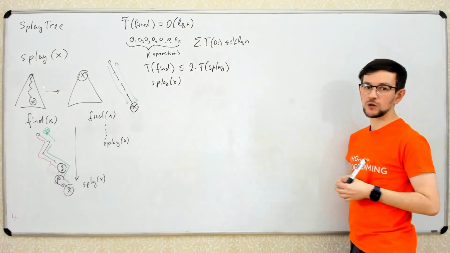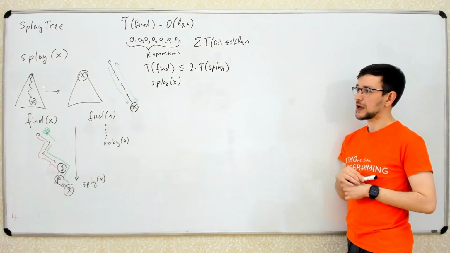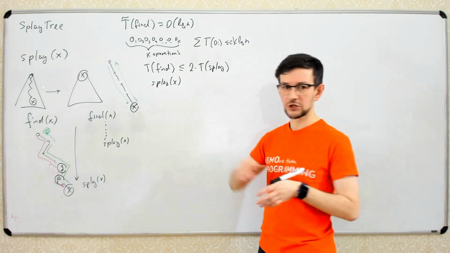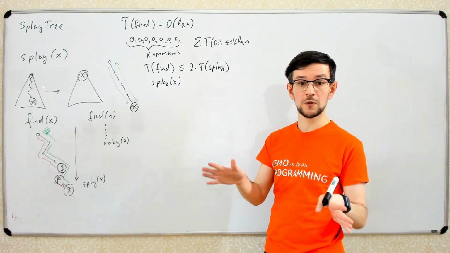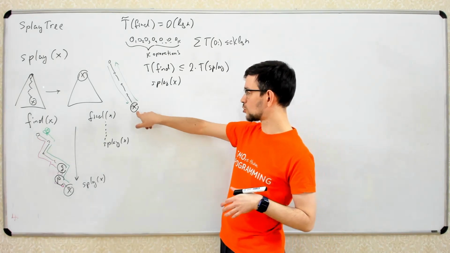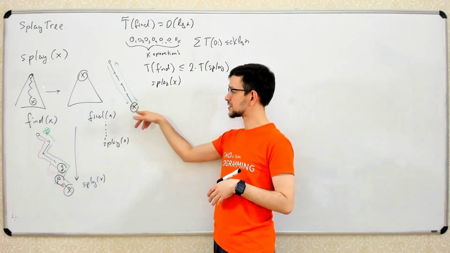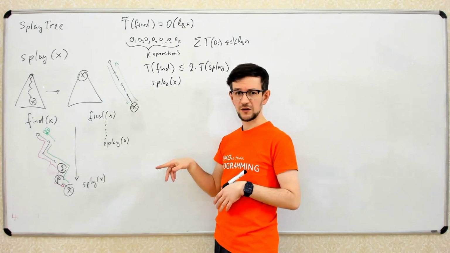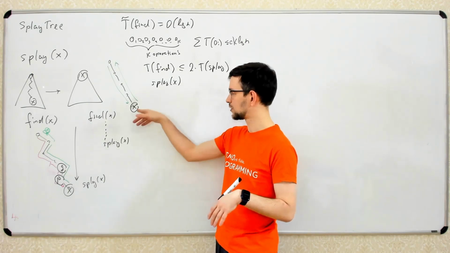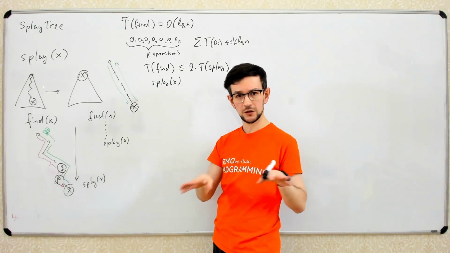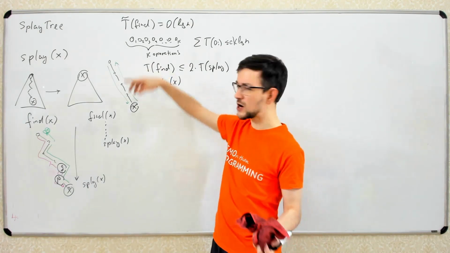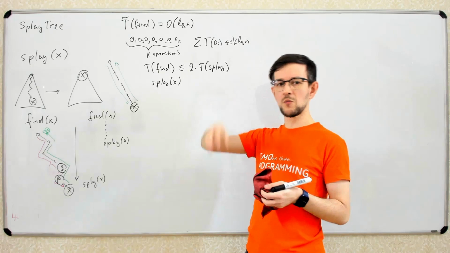Average height? Average height will not be logarithmic. At some point you may build a tree like this. That's absolutely normal. It basically means that you don't need this node. If you don't access this node, your splay tree may decide that this node is not important and put it at the bottom of your tree. That's fine. But after you access this node, you make the splay operation and this node will be moved up the tree.